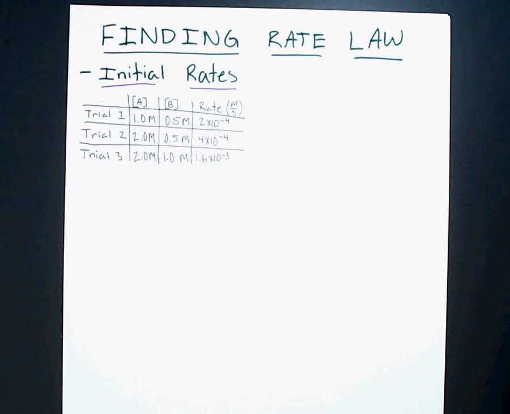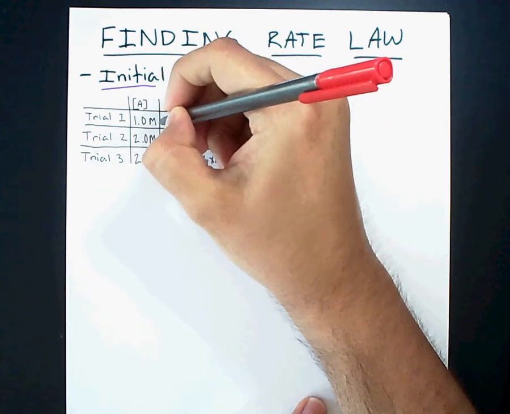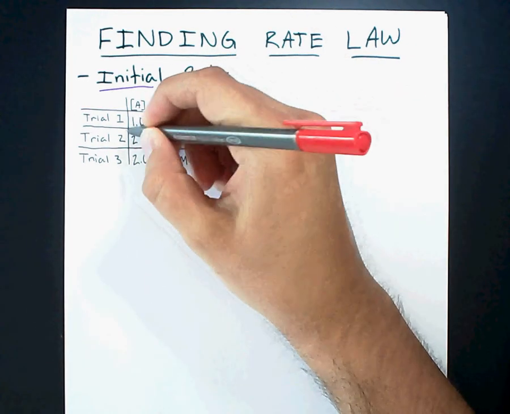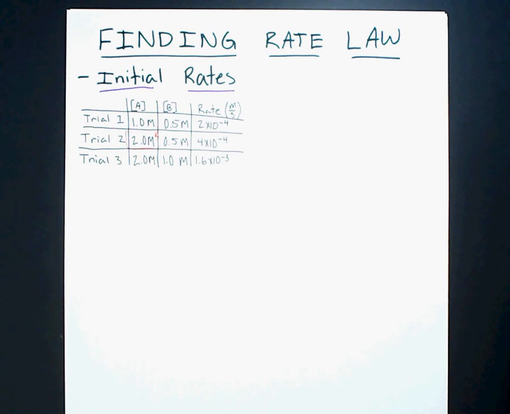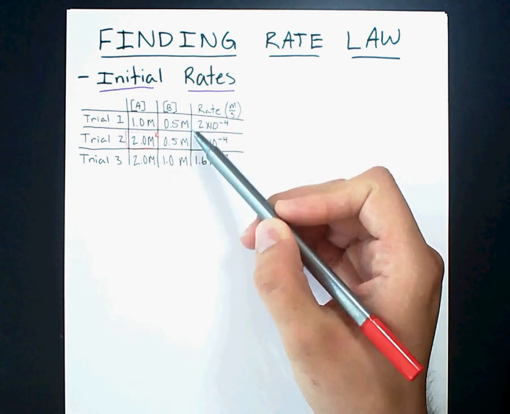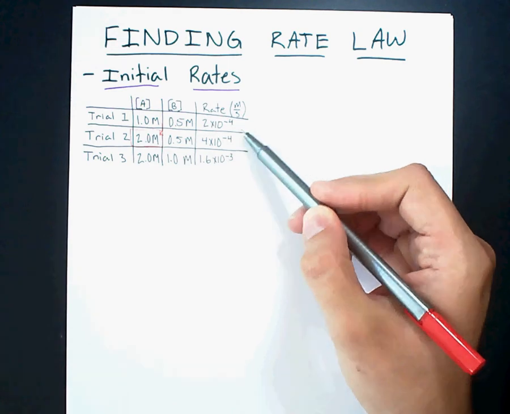So a couple things when you're given a bunch of this information, you want to make sure that you are looking for some particular things. You're looking for when things change, and when things are held constant and when they stay the same. So if we look at this, we can look in between trial 1 and trial 2. The thing that changes is that right there. This goes from 1 molar to 2 molar. So we are doubling the concentration of A, but for B, the concentration stays the same. And we have a change in the rate as well.